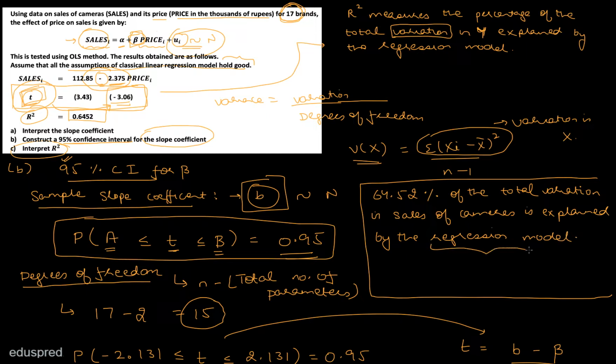Now see, I am writing by the regression model over here, but in this case there is only one independent variable on the right hand side. So instead of writing the regression model, you can also write is explained by the variable price. But if you're working with a model which has many independent variables on the right hand side, then it's better to write regression model. In this case, you're working with a model which has only one independent variable, so you can also write explained by the variable price. So this is the interpretation of R square for this question, and with this we are done with all the parts of this question.